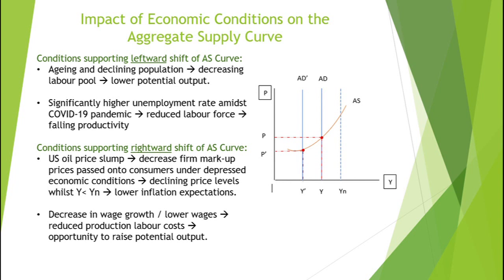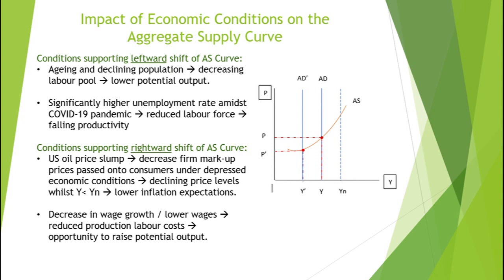However, higher unemployment rates typically lead to lower wages, as exemplified by the current decrease in wage growth. This indicates an opportunity to raise potential output due to decreased production labor costs. Hence, this ambiguity mitigates the potential leftward shift of the AS curve.